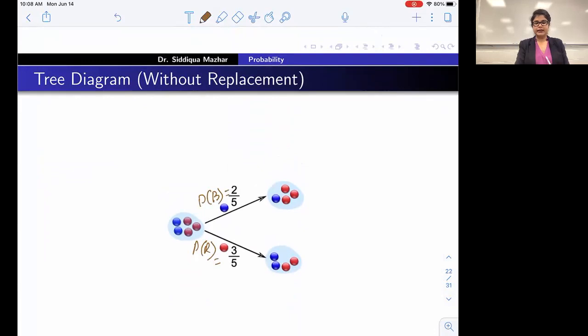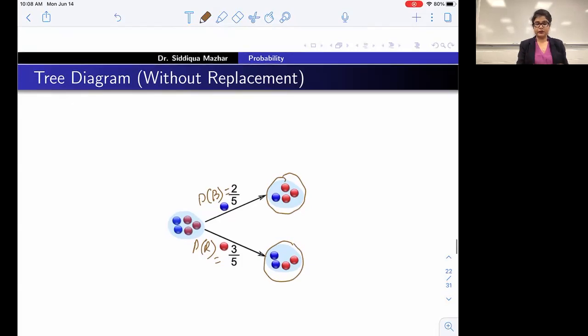Keeping in mind that after selecting this ball, she is throwing that away from the bag. So it means the rest of the samples will be this. If she selects a blue ball, the remaining blue balls will be 1 and the total number of balls will be 4. If she selects a red ball, the total number of balls will be 4, but the red balls will be 2 because it is reducing the amount. This is my first trial.